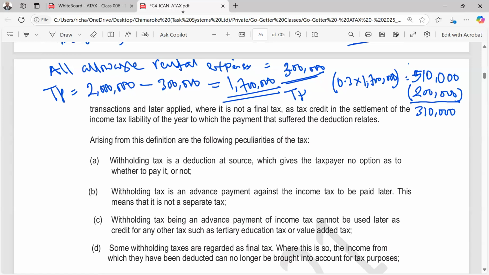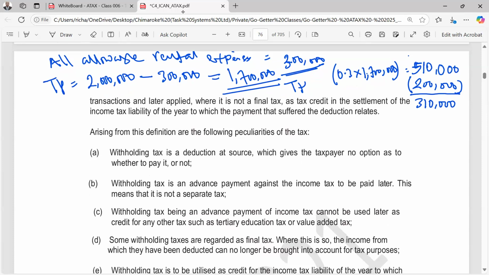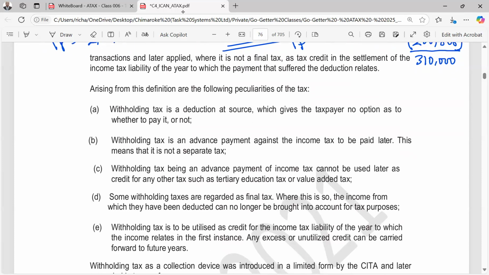Now, arising from this definition are the following peculiarities. Withholding tax is a deduction at source, which gives the taxpayer no option whether to pay it or not. So it means you must deduct. If you have the obligation to deduct, you must deduct. The taxpayer who is receiving the money, which is the landlord, has no option than to suffer the tax. Secondly, withholding tax is an advance payment against the income tax to be paid later. It is not a separate tax, just like VAT. No, VAT is a separate tax. Withholding tax is not.